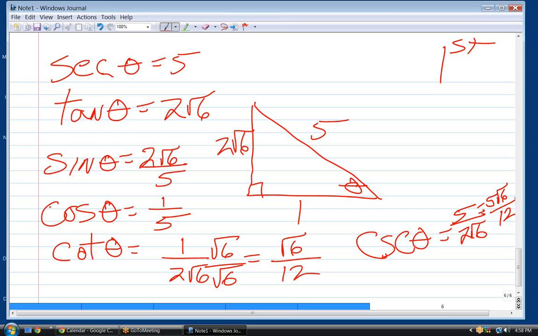And then I think we still have cotangent. No, we did cotangent. Oh, yeah. We got all 6 of them. Yeah, we did. We got sine, cosine, tangent, secant, cosecant, and cotangent.